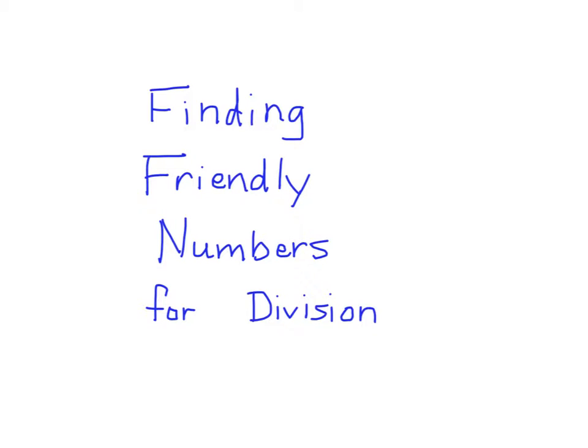Friendly numbers just mean that it is a number that is evenly divisible by a certain divisor. So, for example, 60. 60 is evenly divisible by both 3 and 6, so it is friendly for both 3 and 6.